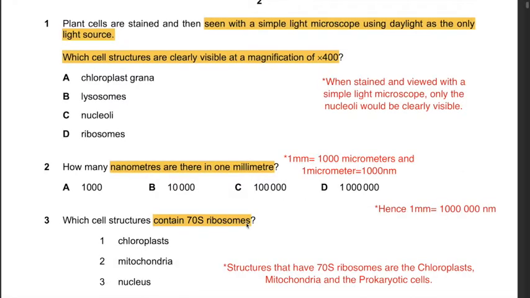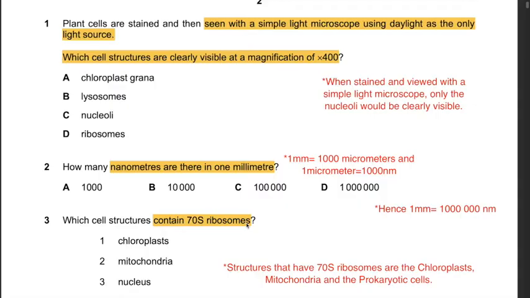Question 1. Plant cells are stained and then seen with a simple light microscope using daylight as the only light source. Which cell structures are clearly visible at a magnification of 400? A. Chloroplast grana, B. Lysosomes, C. Nucleoli, D. Ribosomes. When stained and viewed with a simple light microscope, the only structure that would be visible clearly would be nucleoli. Therefore, the answer is C.